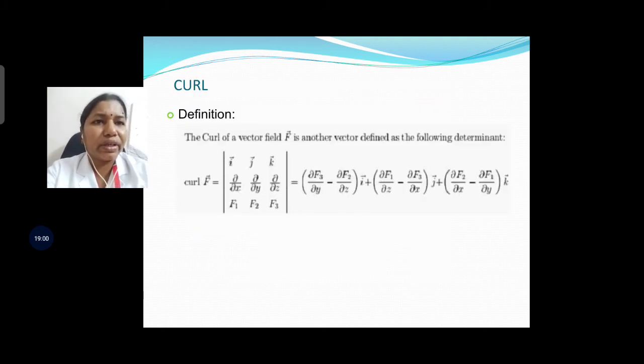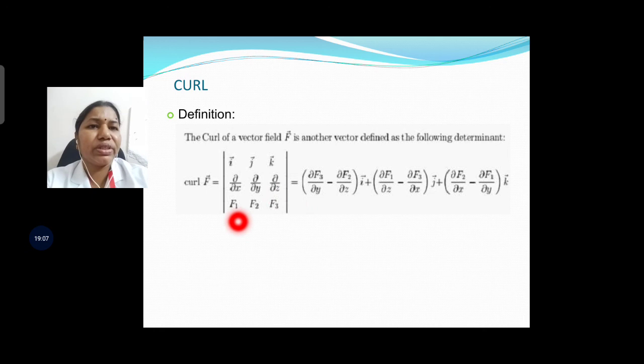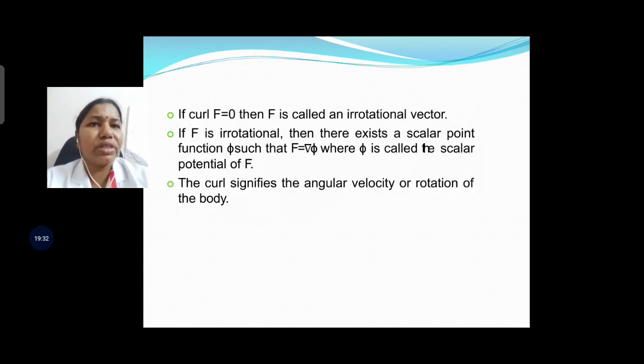Curl of a vector f is another vector: i j k, dou by dou x, dou by dou y, dou by dou z, f1, f2, f3 is given. Just cross multiply this and write the equation: i times dou by dou y f3 minus dou by dou z f2, then for j, minus j times dou by dou x f3 minus dou by dou z f1. Likewise k. So this is for curl.